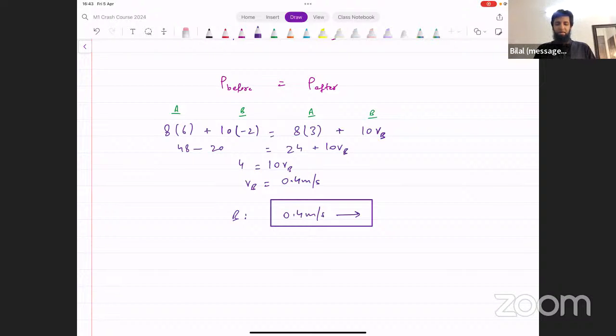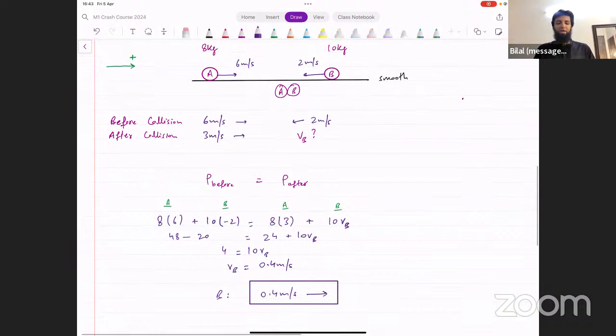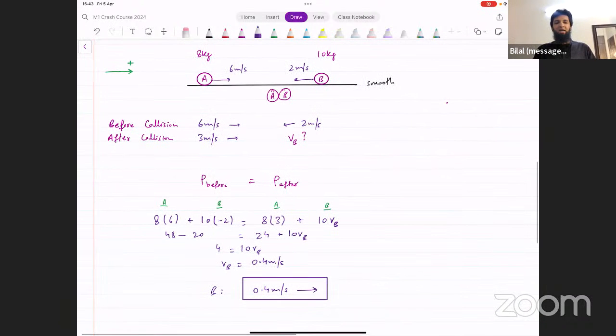Does that make sense? That's how we use conservation of momentum to find any unknowns like this. You might have a velocity missing or a mass missing. Whenever there's a collision, the momentum remains conserved. The total momentum before collision and the total momentum after collision always remain the same. Any problem with this? No, sir. Any question? No?